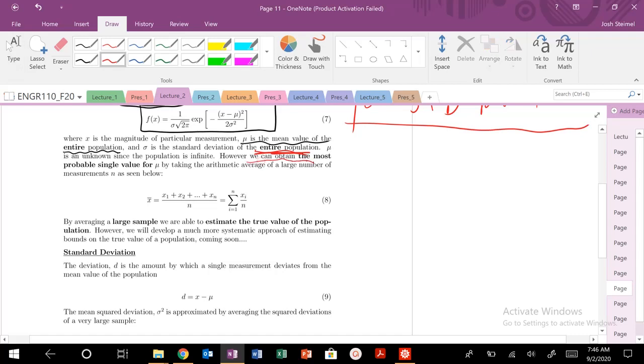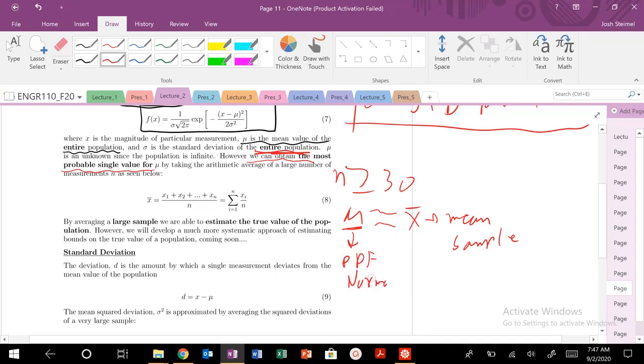Oftentimes we can approximate, as long as we have a large number of measurements, greater than or equal to 30, the mean as x bar, which is the mean of a sample, as long as we have a large sample size. And we're assuming that the population is PDF or normally distributed.